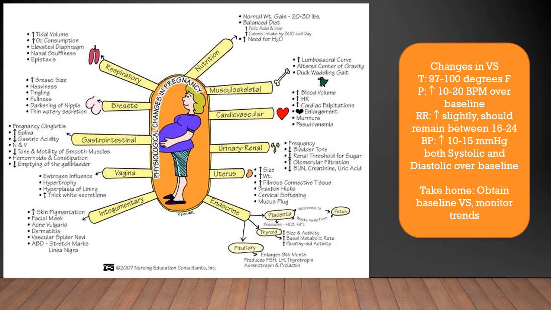The respiratory system sees an increase in volume and respiratory rate, as well as an increase in pH from respiratory alkalosis from slight hyperventilation. Mucous membrane congestion is normal, epistaxis is not uncommon, and the diaphragm elevates later in pregnancy, which can lead to shortness of breath. The renal system shows an increase in glomerular filtration rate, and it's not uncommon to spill protein and glucose in the urine, as there's kind of a decreased tolerance for glucose.